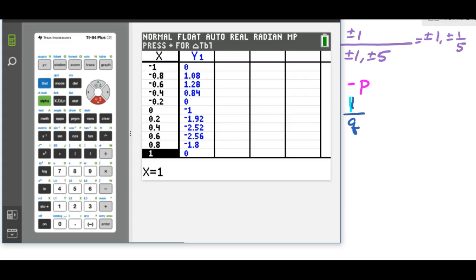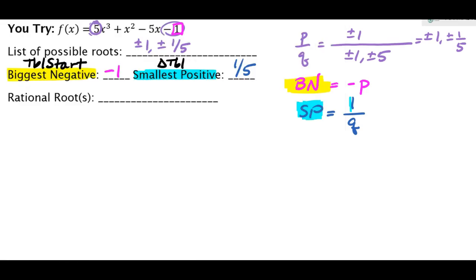So I'm going to go back here to my thing here, and I'm going to write this down, that I had a rational root at -1, -0.2, which like I said is the same as -1/5, and either of those answers would be acceptable, and then also at +1.